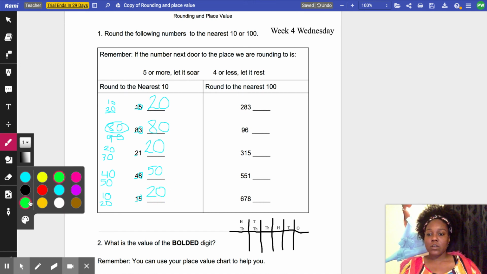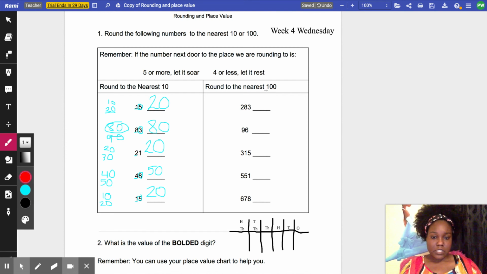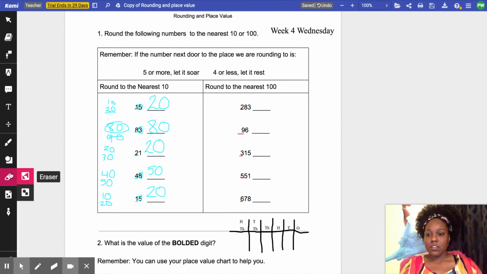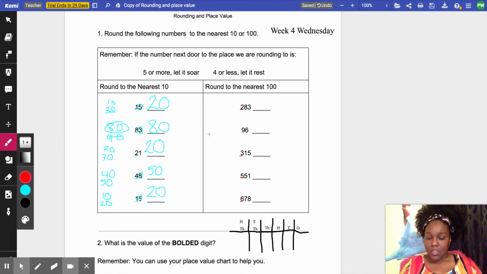On this next one, we're going to round to the nearest 100. That means we've got to underline the digit in the hundreds place. If you notice on the second one, it doesn't have a digit in the hundreds place. Sorry, it kind of looked like I went a little bit too far, so I'm going to redo that one. But it does not have a digit in the hundreds place. So, we're going to have to see. That one's a little tricky.